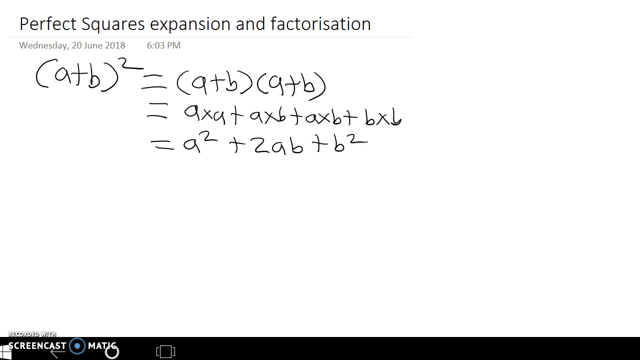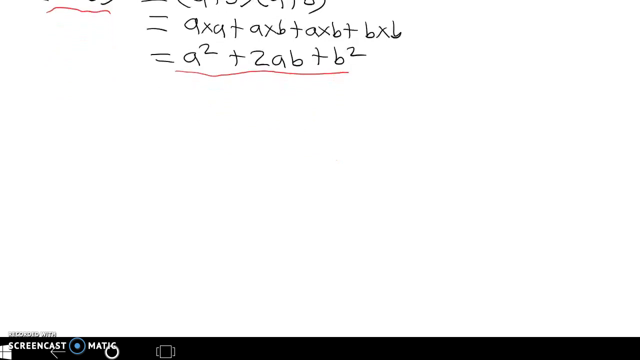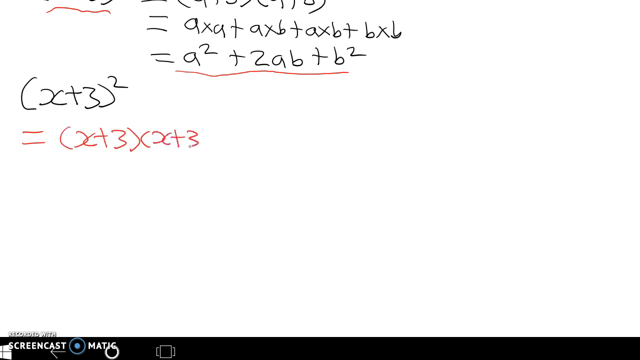Okay, so I know that when I see expansions of this form, I know I'm going to be looking at answers that look like this. So we'll do a quick example just to make sense of this. So if I have x plus 3 all squared and I expand this, I'll just do this using my FOIL. So I'm going to have x plus 3 times x plus 3.